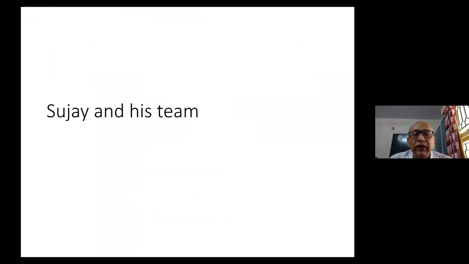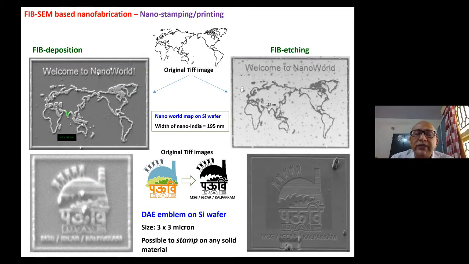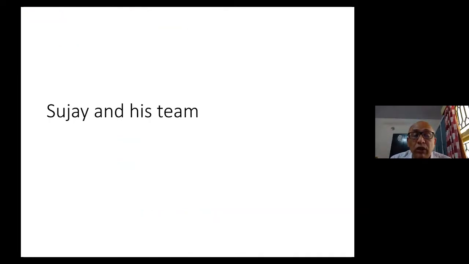It's fine. Okay, so here I conclude the possibilities with this FIB SEM. It has a lot of possibilities, and our scientists are working on it, and I just showed you a few examples of whatever is possible using this system. Now I go to Dr. Sujay Chakravarti and his team, and some of the typical results he has got from his in-house research as well as collaborative research, which I will be presenting for other members of Kalpakkam North.